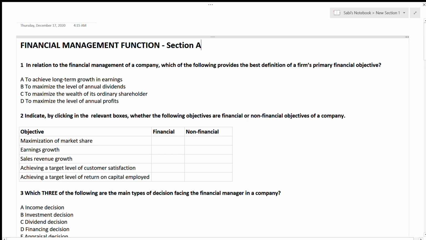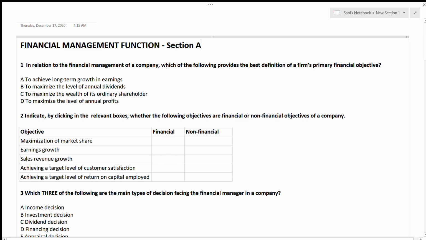So we are starting with financial management function. This is your section A. There are 7 sections in financial management, and the first section is financial management function, section A of your textbook. So I'm going to start with this. Under this, there are 19 questions, and I'm going to solve all the 19 questions now, right?